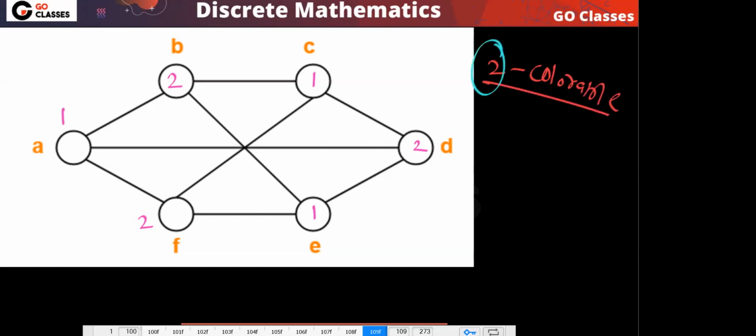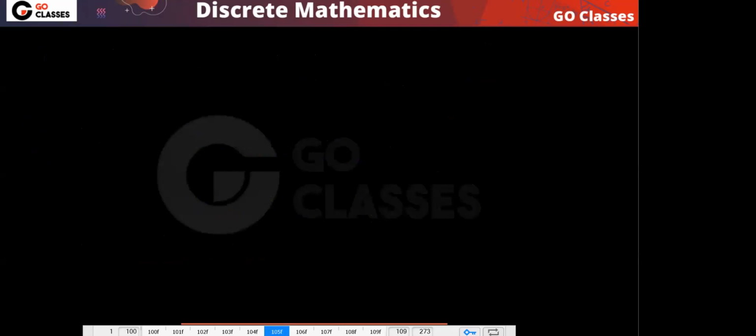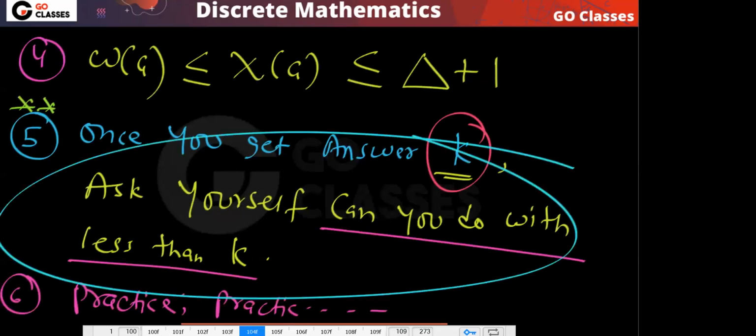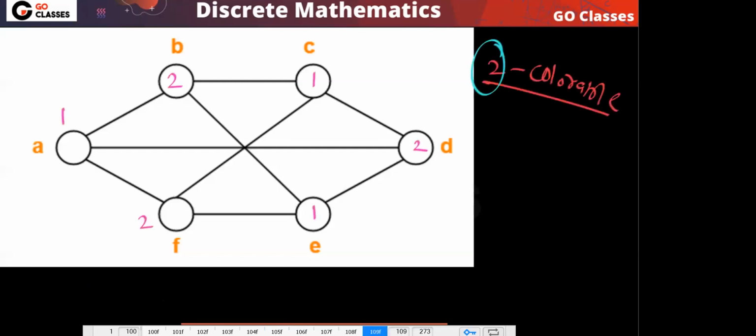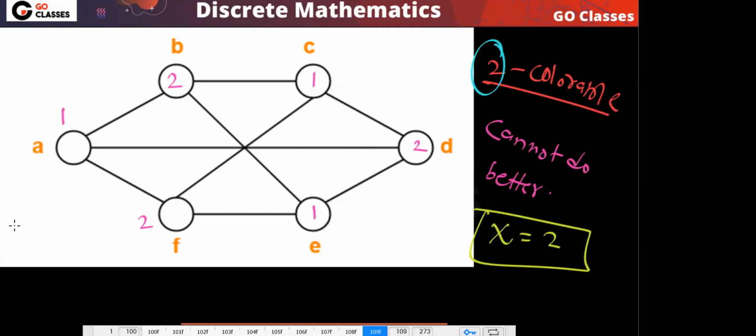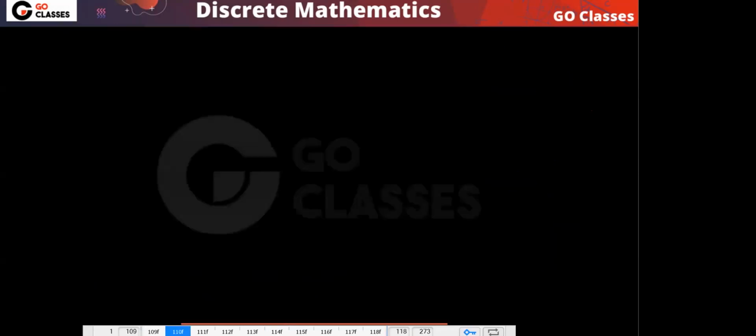Remember this. I will ask myself, can I do better than 2? Tell me, can I do better than 2? No, you cannot do better than 2, because you have at least one edge. So definitely you need at least 2 colors. So I can say cannot do better. Finally, the answer will be: chromatic number is 2. For this graph, the chromatic number is 2. Like this you can do. Let's see the next question.